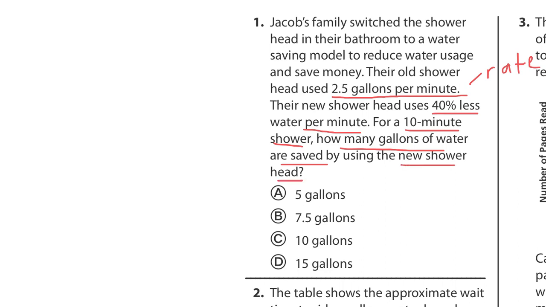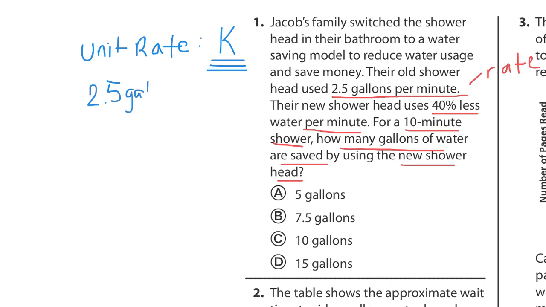So this problem begins with the unit rate, where the unit rate is our K. It's our constant of proportionality. And it must have a 1 in the denominator. So 2.5 gallons over 1 minute is our K. That's our K, our unit rate.